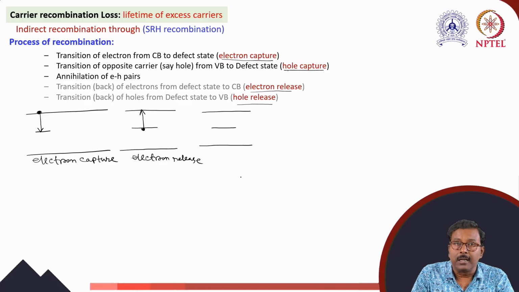Then hole capture. Hole capture means holes from the valence band move to the trap state. Hole movement means that in the opposite direction there is a movement of electrons. This is called hole capture.